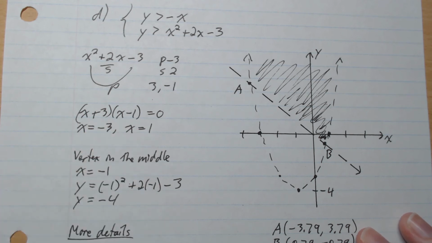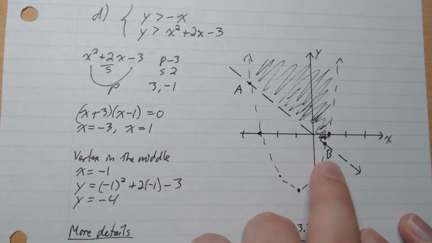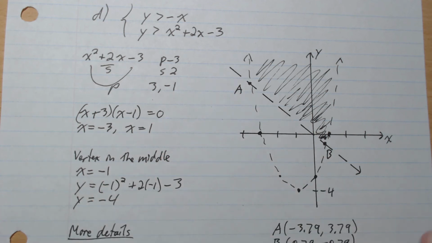Vertex is in the middle of the two, so x equals negative 1. We're going to plug that into our function to get the y value of negative 4. So here we have negative 1, negative 4 as our vertex, like that. And so we can graph our function. Notice the intersection points A and B, like that. And so we're going to find those right now.